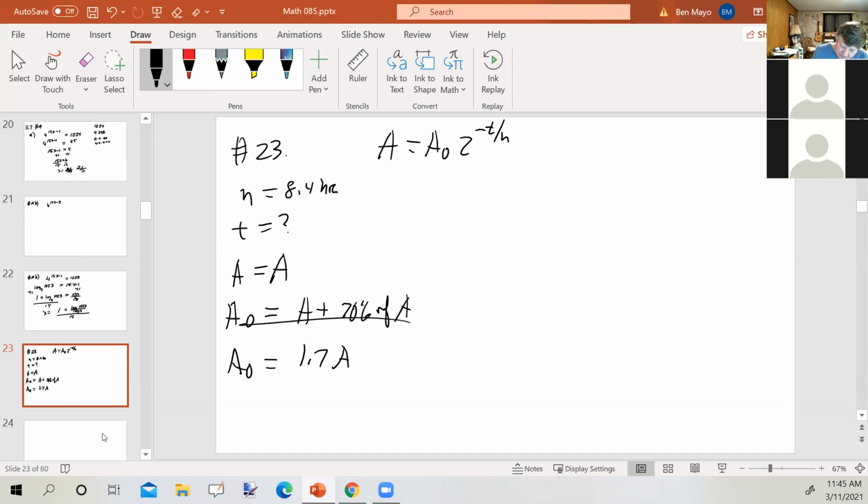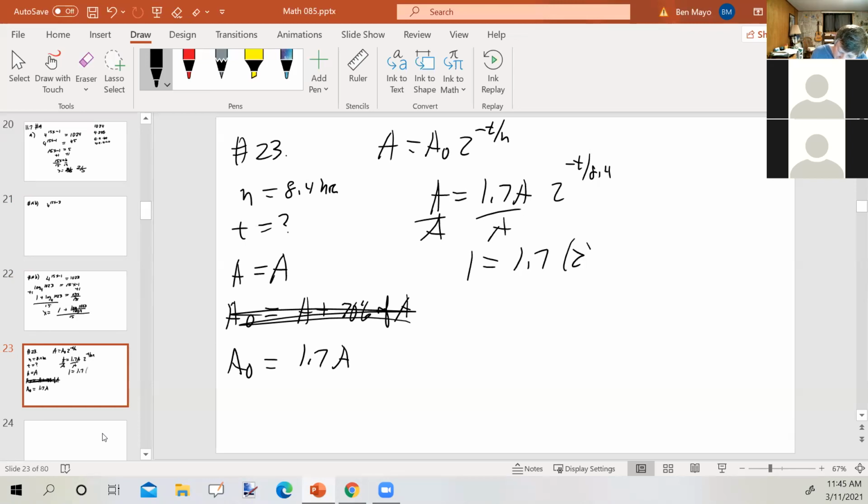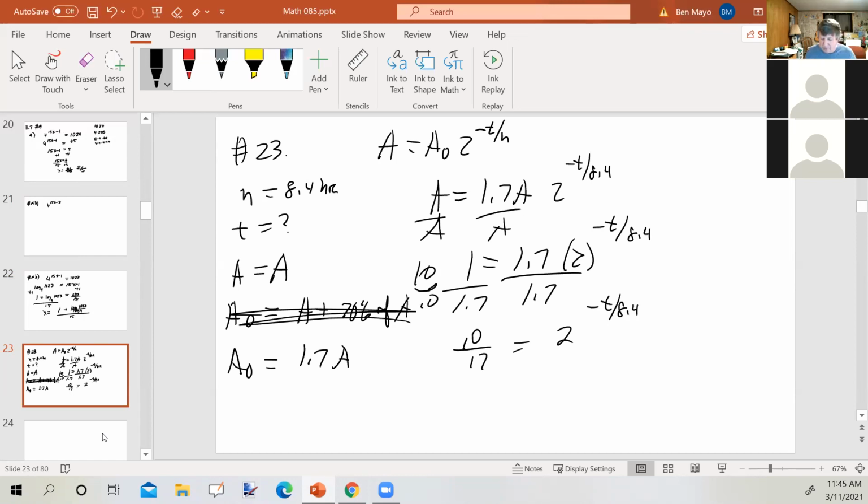Okay? So A equals 1.7A times 2 to the negative T over 8.4. Divide both sides by A. 1 equals 1.7 times 2 to the negative t over 8.4. Divide both sides by 1.7, multiply by 10 over 10 to get rid of the decimal. 10/17 equals 2 to the negative t over 8.4 power.